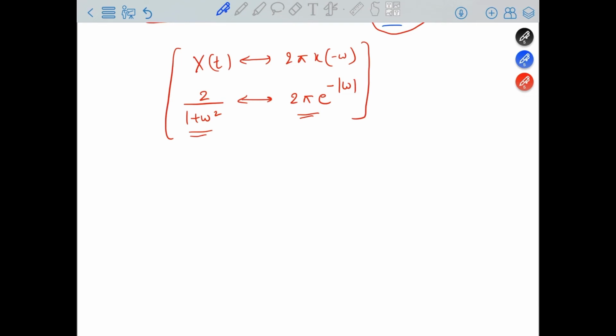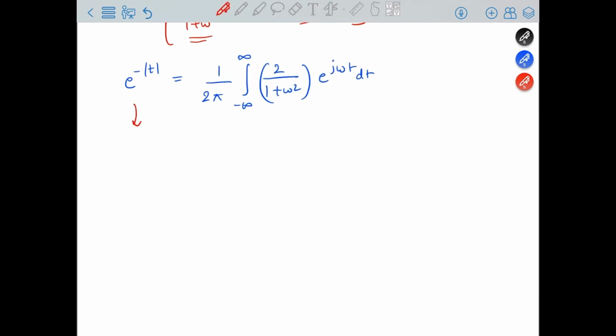If you want insight into what is happening here, we can do it like this. Suppose we have e raised to the power minus mod t. How can we write it? As 1 over 2 pi, integral from minus infinity to infinity of 2 by 1 plus omega square e raised to the power j omega t d omega. Here, this is your x(t) and this is your X(omega). Now we'll replace t with minus t.